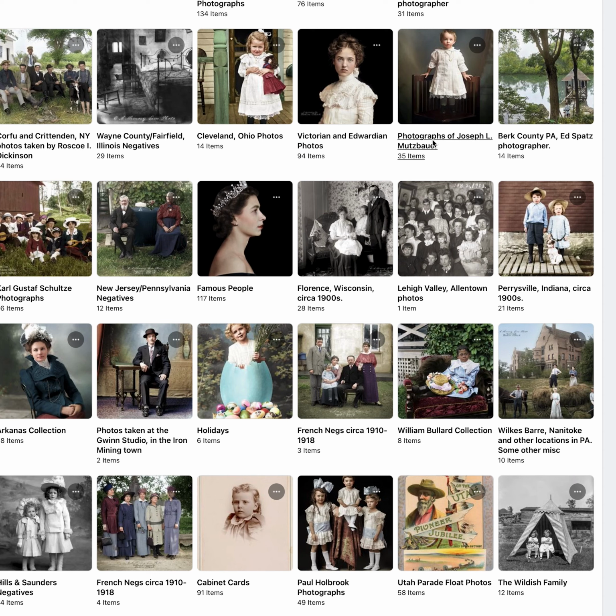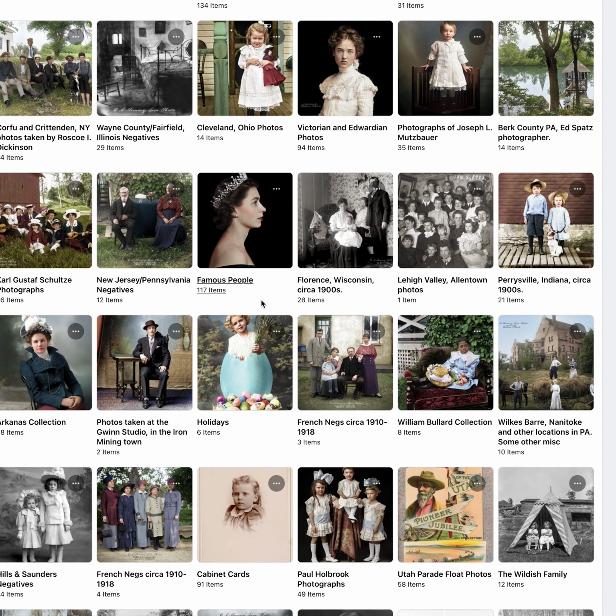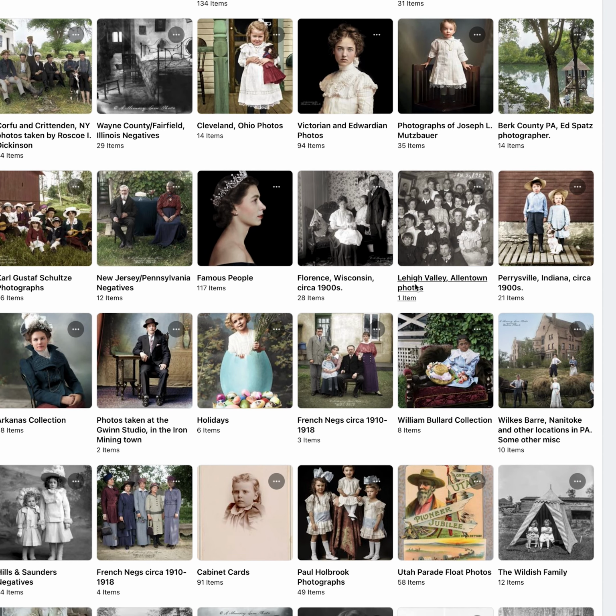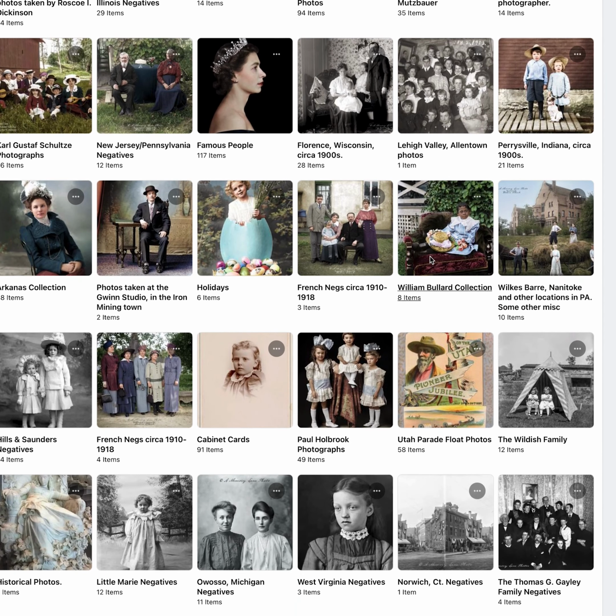Same thing with this. I have a lot of negatives from this photographer, Joseph Bauer, and so I don't know what I'm going to do with that, but I haven't finally organized all these things. You can see this is one of famous people. Again, there's one picture in here that has to be moved to Pennsylvania. So you can see where I'm at here. I'm trying to be organized.